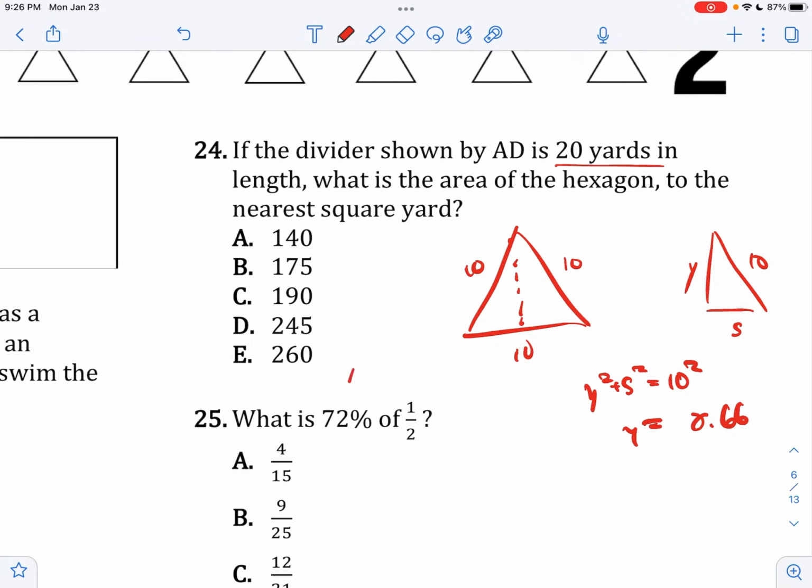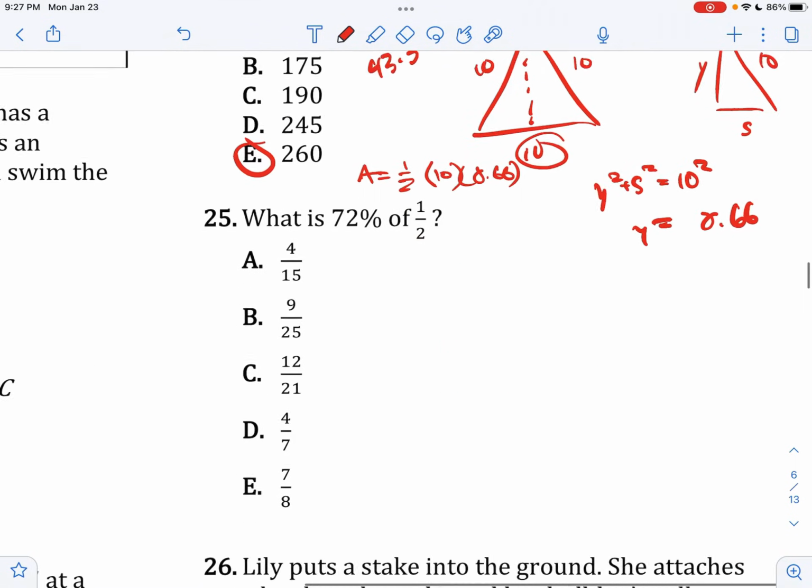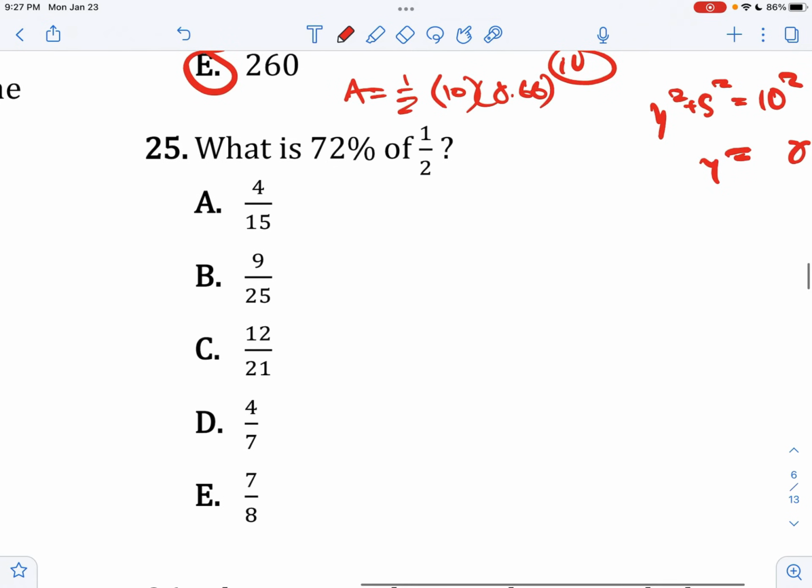So area of that triangle is going to be half times base, which is 10, times height, which is 8.66. Okay, so you do that operation, times 10 times 0.5. You get 43.3. And you multiply that by 6 because you have 6 triangles, so you get 259, 260. What is 72% of this number?